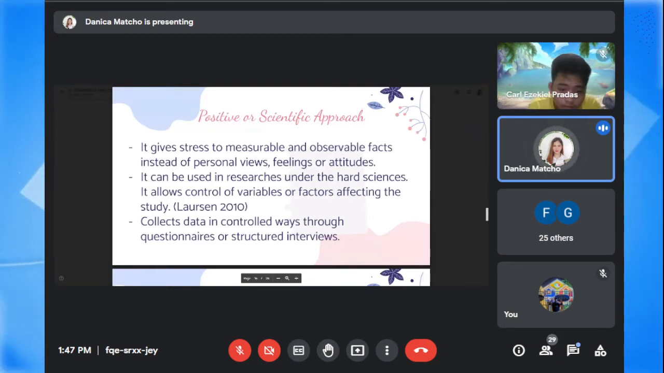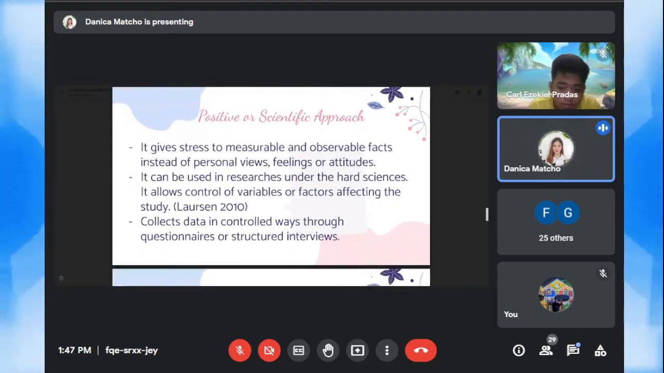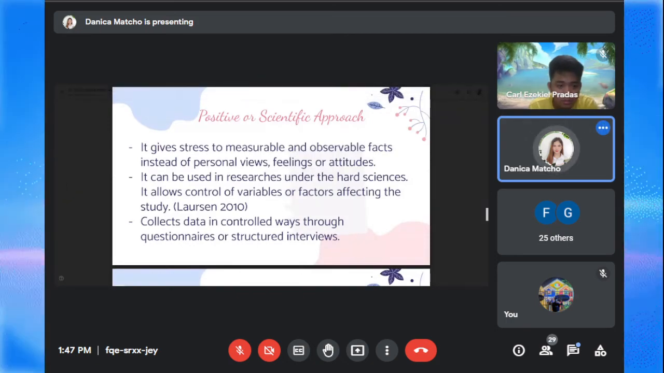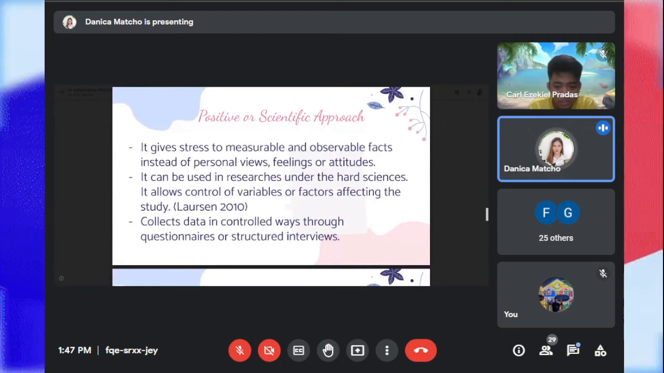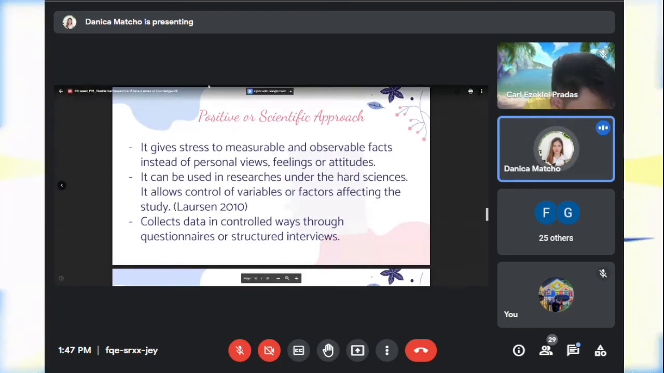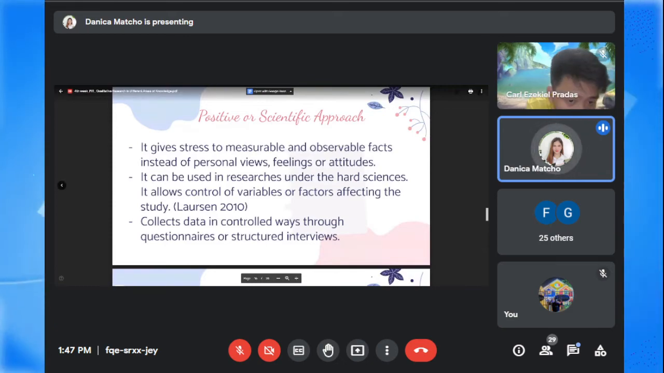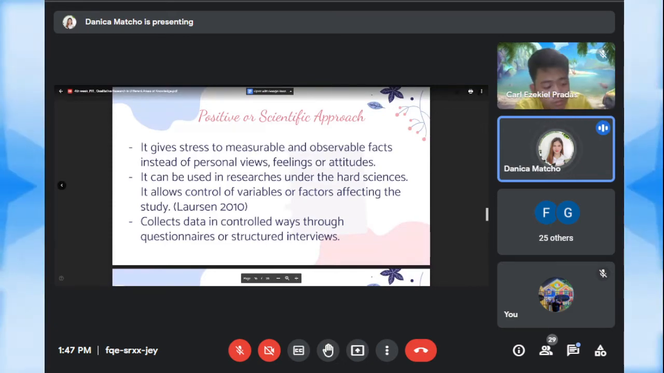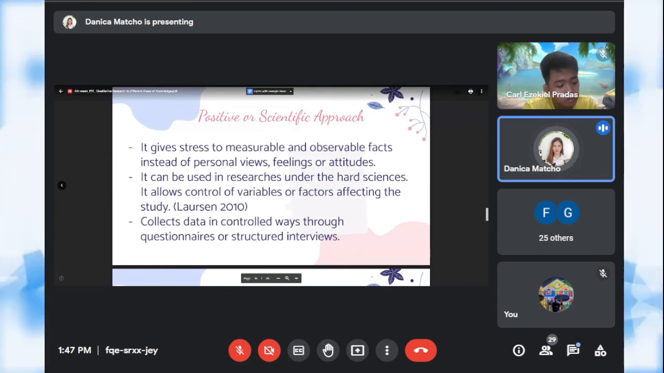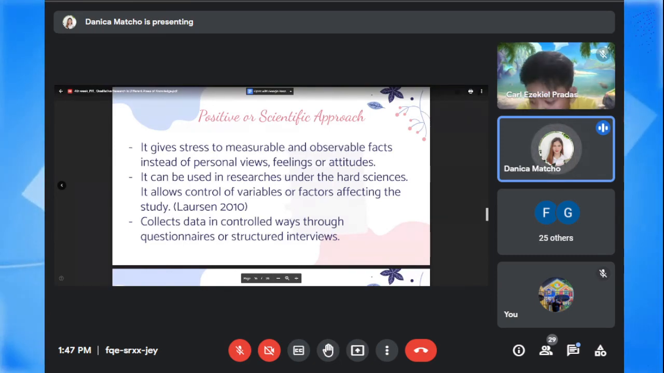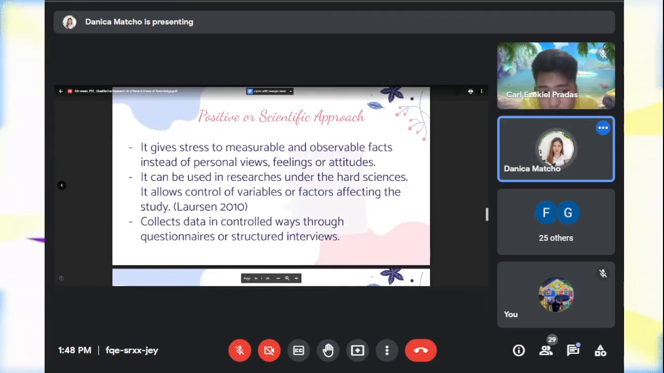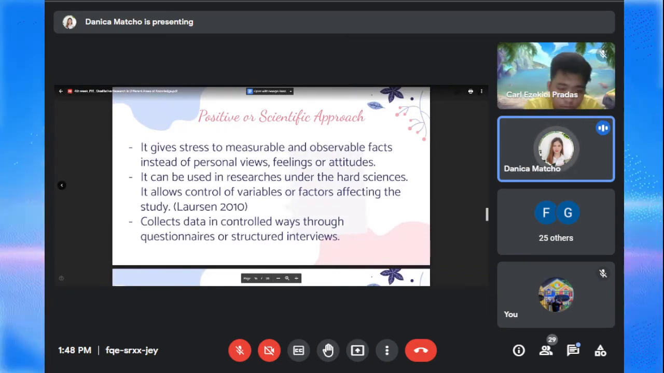Paano siya nakakontrol, ma'am? Hindi naman nila kami pinilit or they are not controlling us. Why did you say that here in positive or scientific approach, the data is collected in controlled ways? That is because, guys, if you're going to notice on the questionnaires that they have, it's either answerable by yes or no, or it is answerable by Likert scale, di ba? Meron 1, 2, 3, 4, 5. So, most of the time, ganun lang yung pinapasagot nila sa inyo.